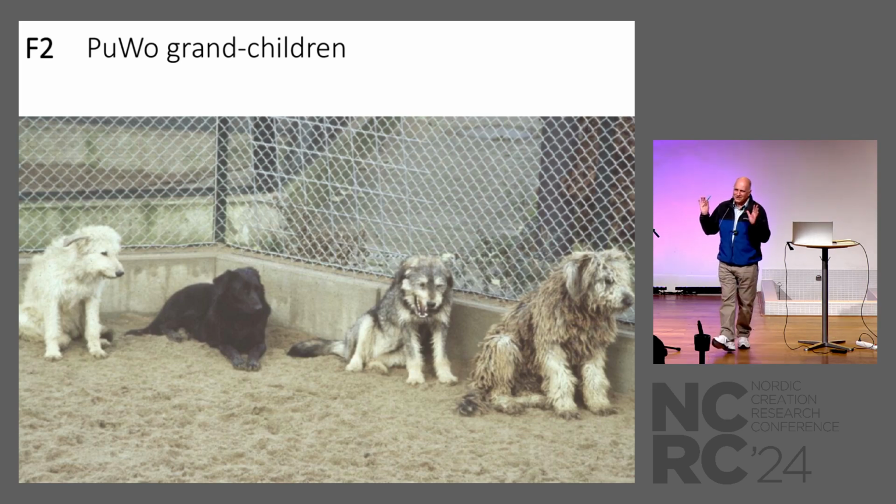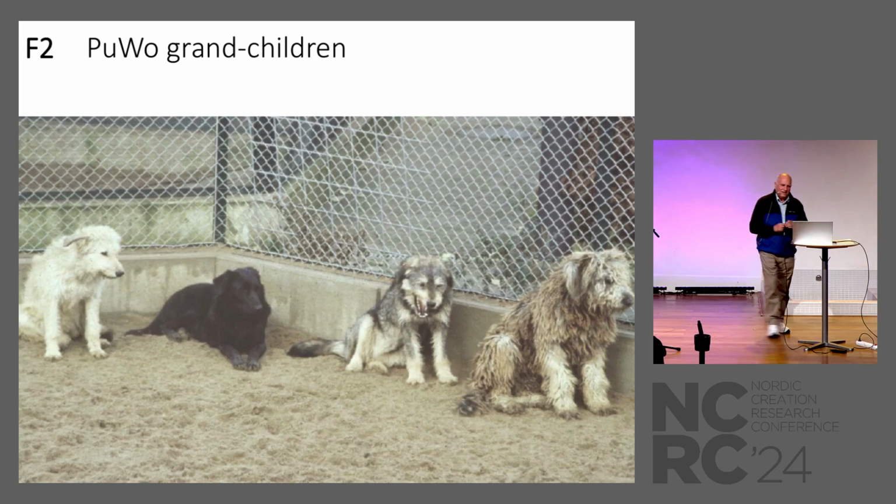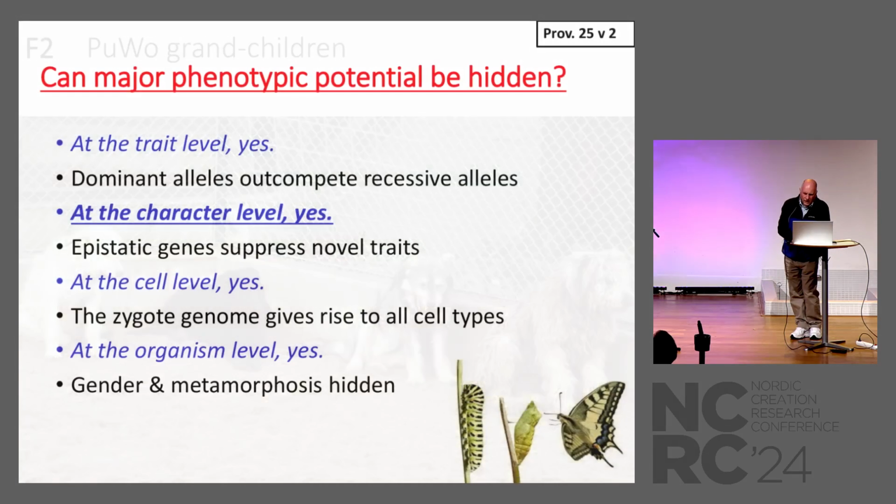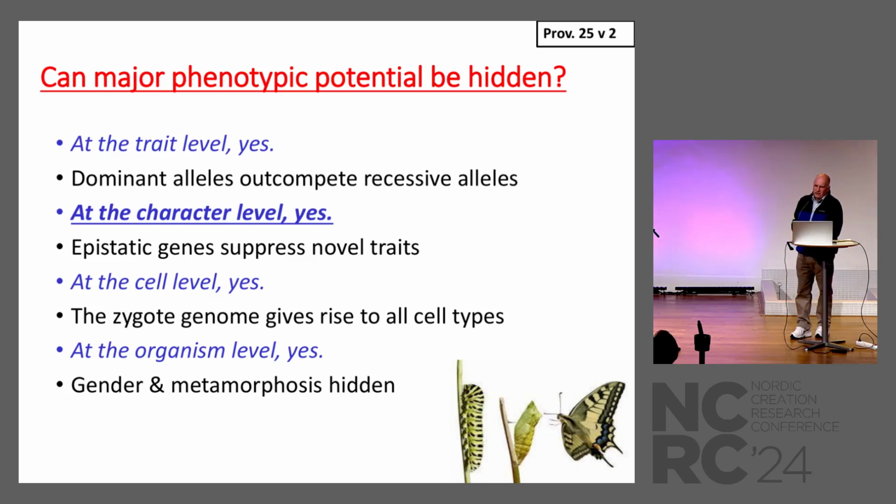Out pops all of this. The information is there, it just needs to be brought out. Can major phenotypic potential be hidden? Well, at the character level, I think I've already mentioned that, these epistatic genes.